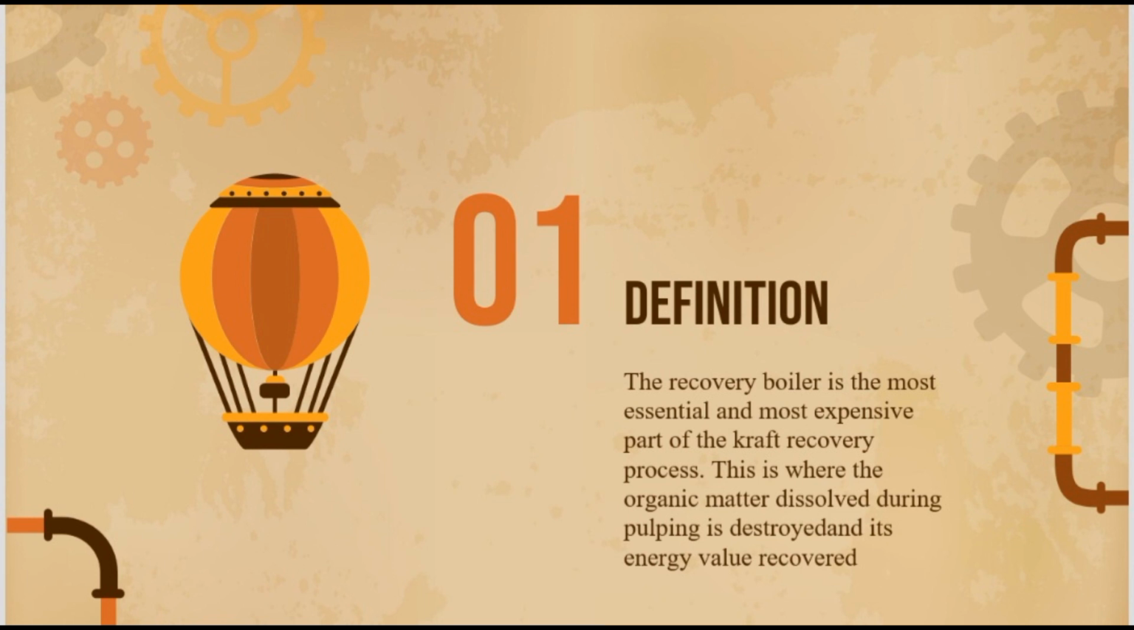So, the recovery boiler is the most important and most expensive part of the kraft recovery process. This is where the organic matter dissolved during pulping is destroyed and its energy value is recovered. This is where sulfates are formed and inorganic chemicals are recovered for reuse.